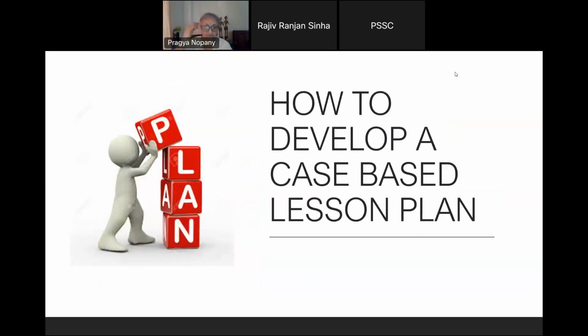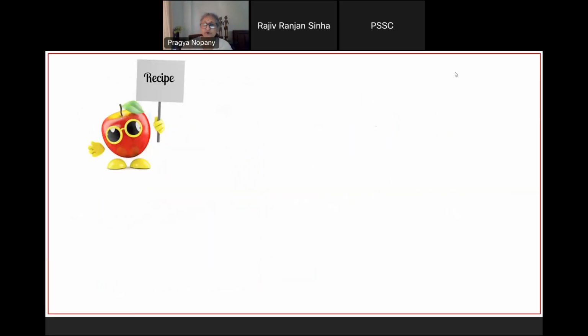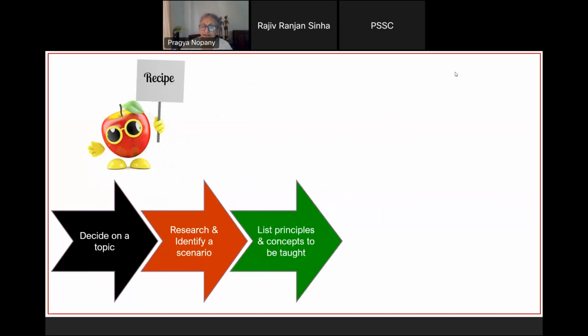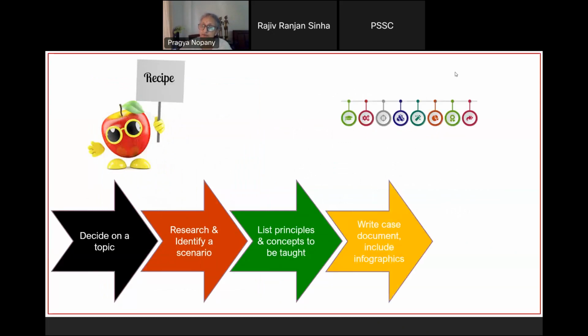Now I come to the next part, and that is how to develop a case-based lesson plan. So what is the recipe? Well, you decide on a topic first, then you research and identify a scenario, and then you list the principles and concepts that can be taught through that scenario. Then you write the case document and include infographics. Why do we have to write the case document? Because the literature or the scenario that you get may be too long, and you may have to make it short or more adaptable to the age and grade in which we are teaching it.